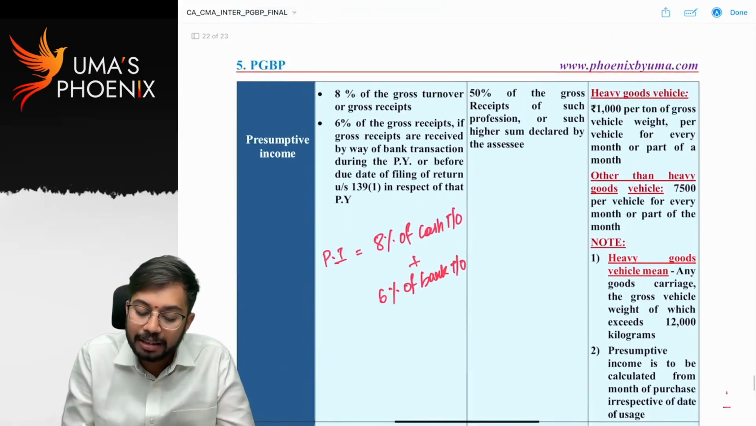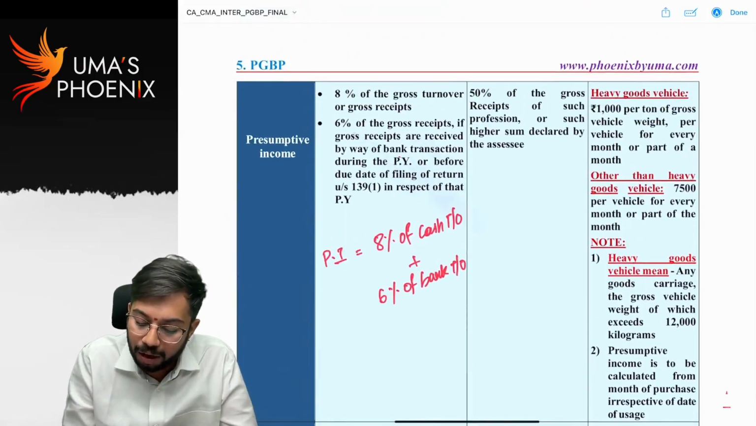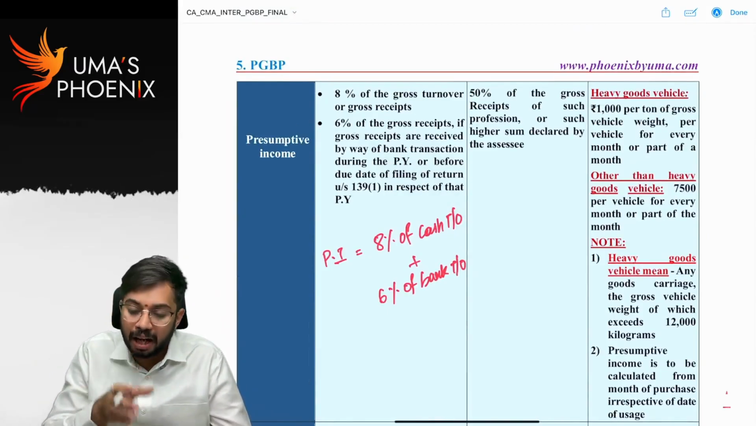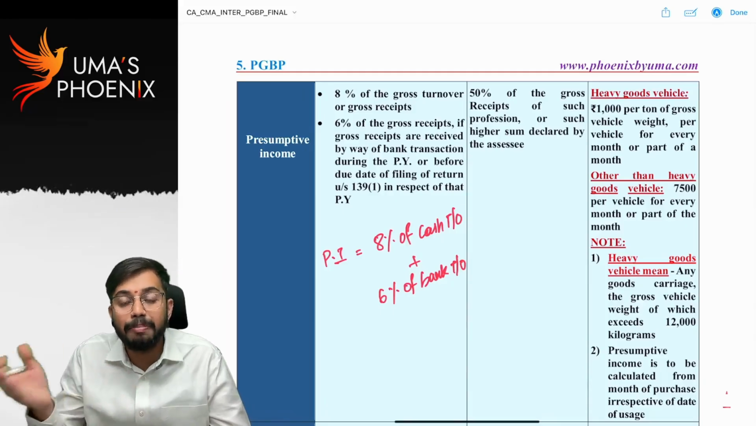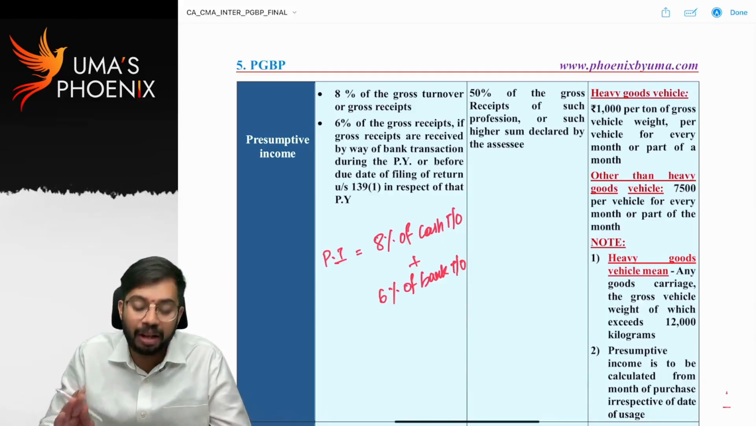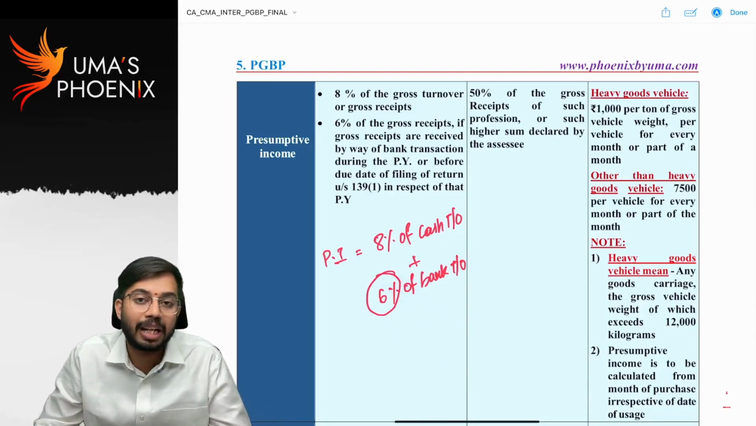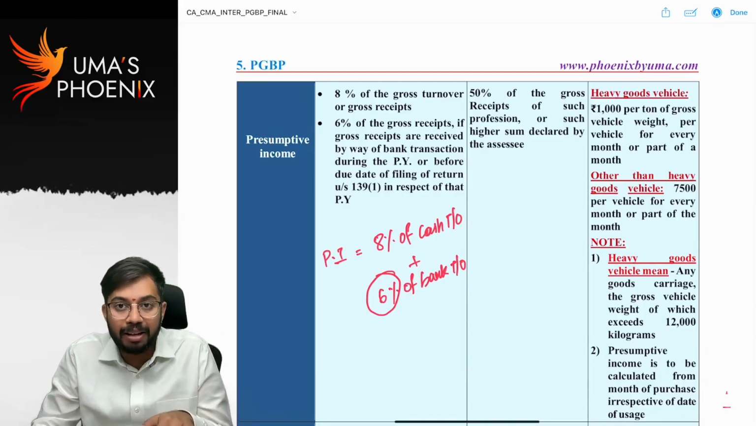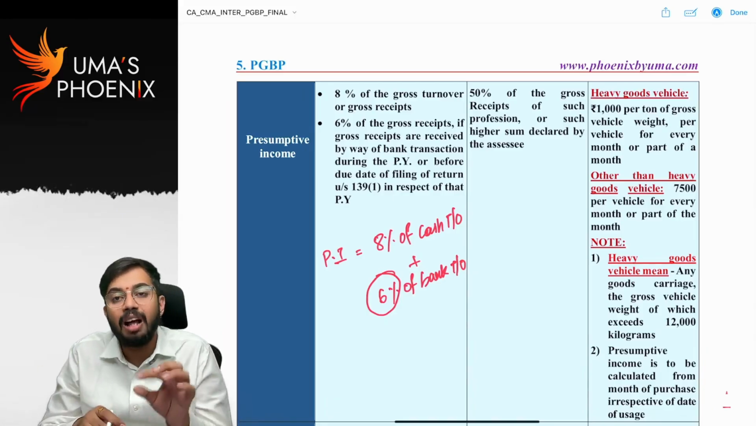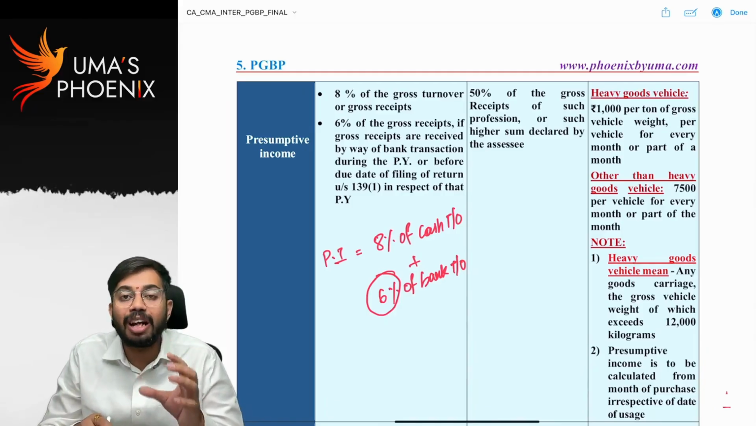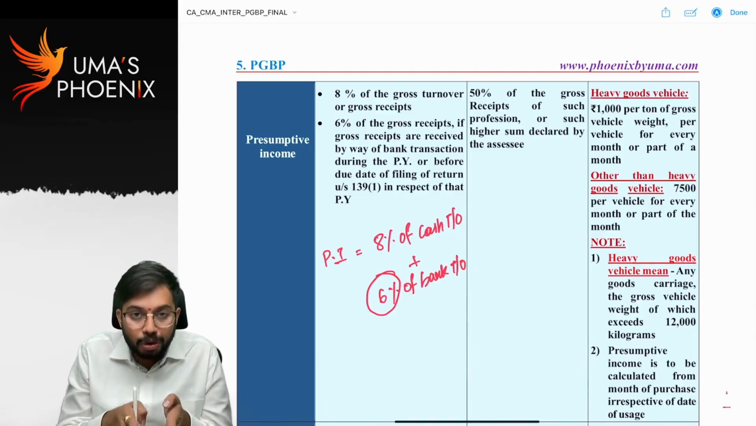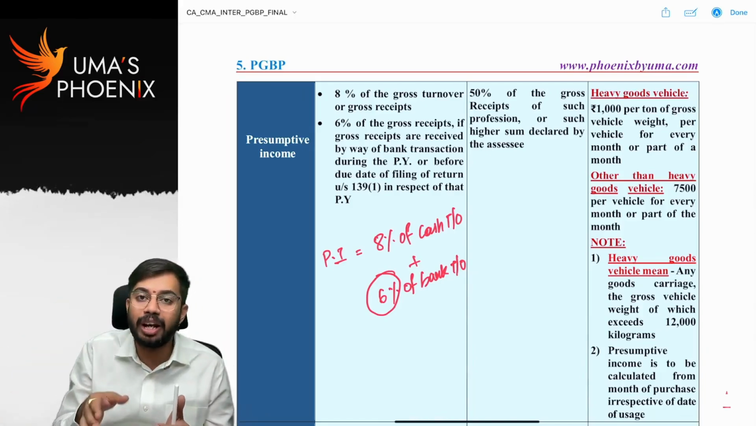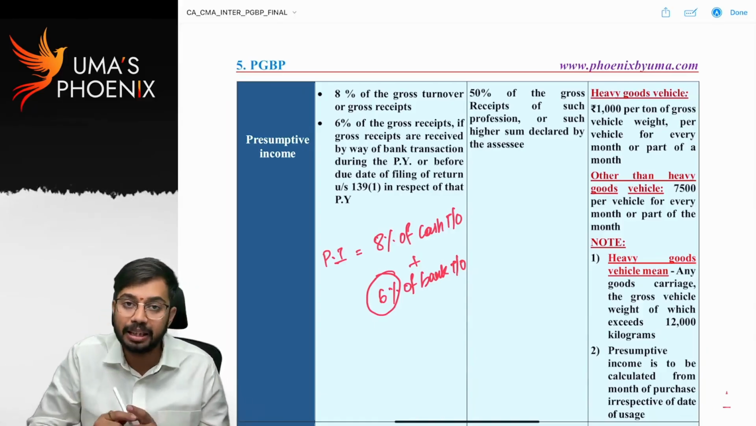Another point here, 6% of bank turnover. See, bank turnover can be received either in current previous year or it can be received before ITR due date. Even that bank turnover is also eligible for 6% calculation. So whatever the bank turnover belonging to current previous year, received in current previous year, on that you will apply 6%. Whatever the bank turnover belonging to current previous year but received in next previous year before ITR due date, on that bank turnover also you will apply 6%.